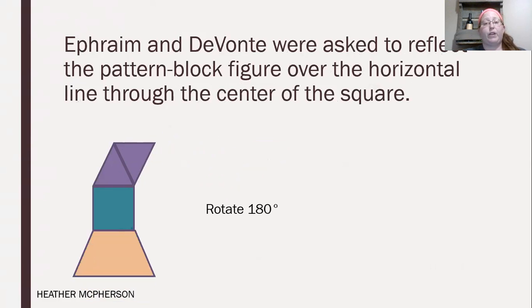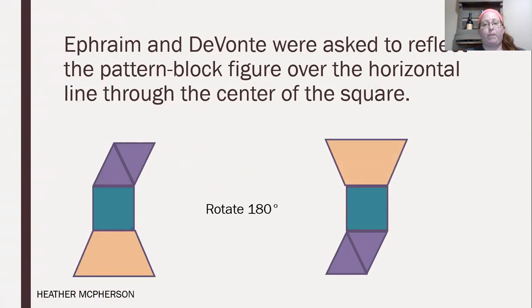Once you rotate it 180 degrees, you'll see that the trapezoid will now be on the top of the figure. The square is going to stay the same place, and then you have your two triangles at the bottom. Again, this is just rotating it 180 degrees, so halfway around the whole center.